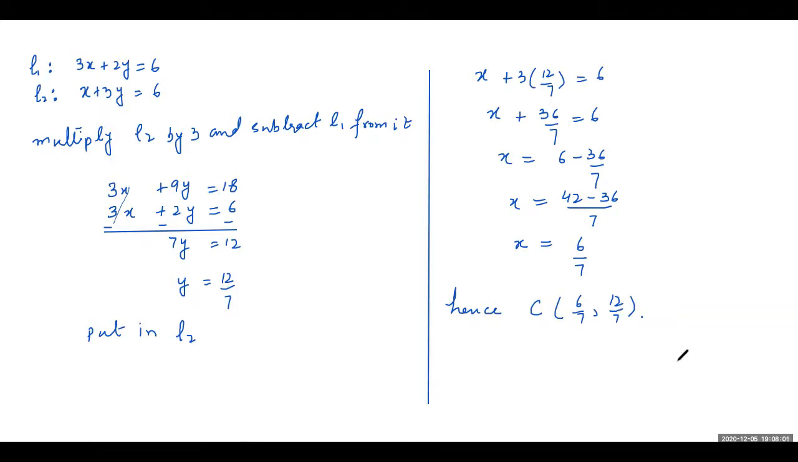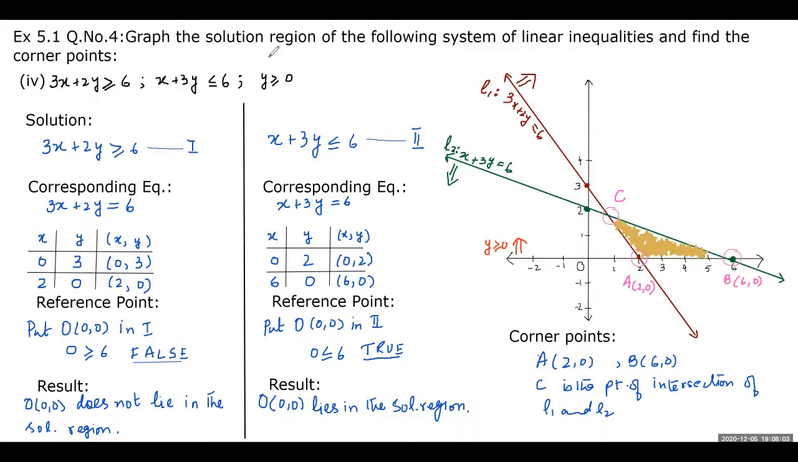Now I want to write it back on the graph paper. So I came back to the graph paper and I get it there: 6 by 7 and 12 by 7. This is our third corner point. And you can see we will have to solve the two equations to find this corner point. This cannot be evaluated by some other method. So here it is, 6 by 7 and 12 by 7. And that completes the solution.